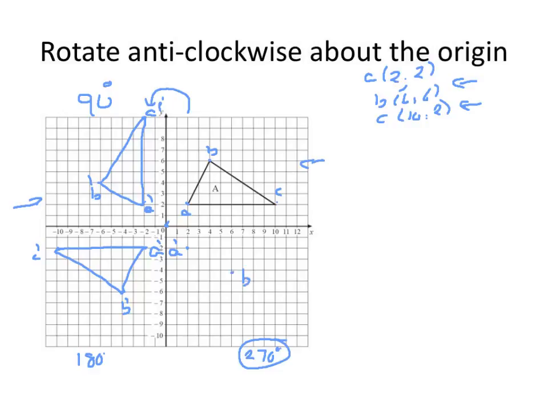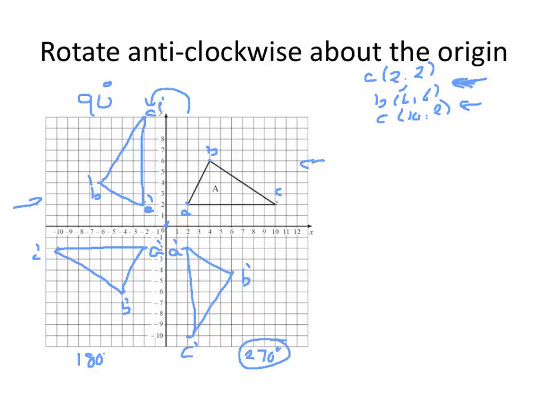Oh, my pen's not working. B there. So look again. It was 4 and 6 over here. X and y must swap, and it becomes 6 and -4. And C goes from 10 and 2 to 2 and -10. 2 and -10. That there would be my C value.